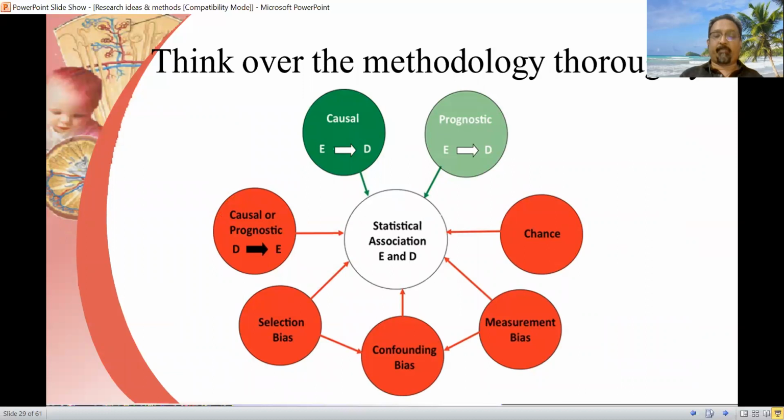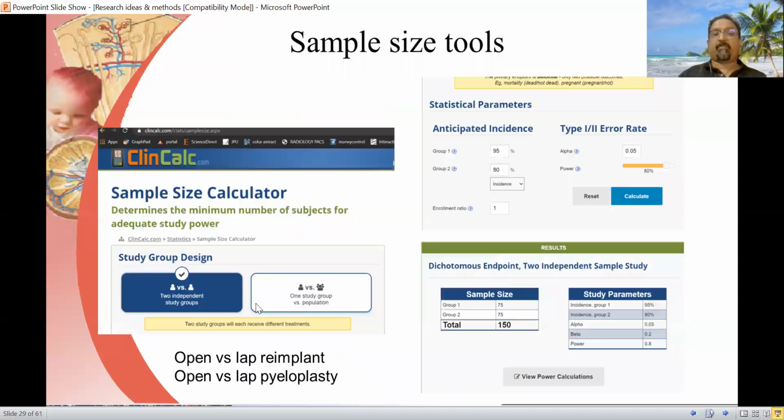But one of the important things, as I said earlier, you have to think about in the methodology is you have to make sure that your difference or association is not occurring because of chance. It occurs by chance when you don't do a power calculation. Then measurement bias, when you measure it wrong or you are already influenced, blinding is a way to take care of the measuring and confounding bias. Selection bias is again an important step, as randomization is an important step for avoiding selection bias.